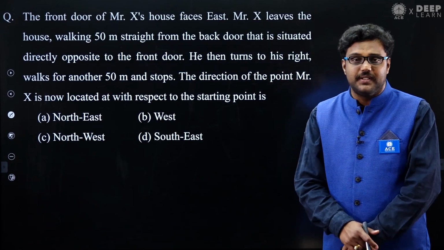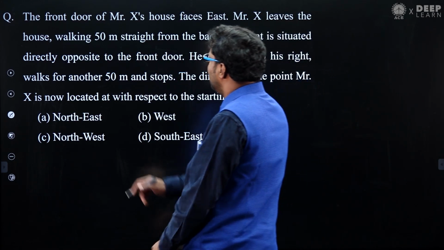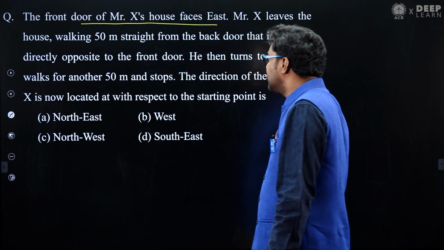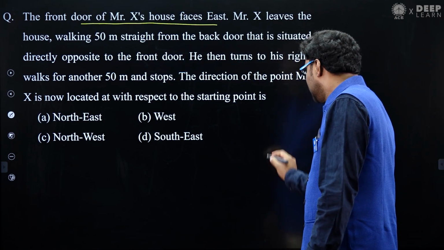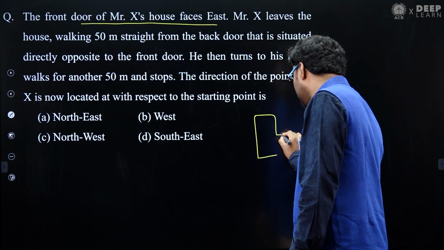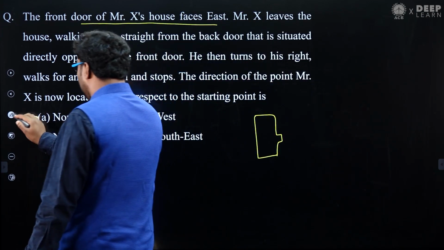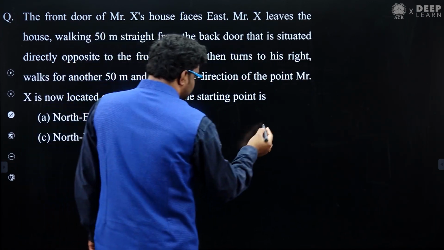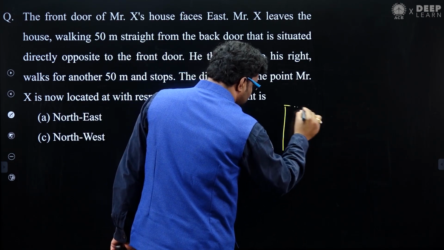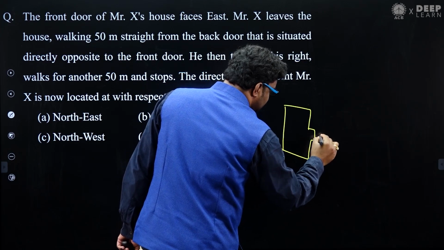Directions related. Fine. Read the question: the front door of Mr. X's house faces east. So Mr. X's house is there, and his front door is facing east. Consider there is a front door for that home, facing east.